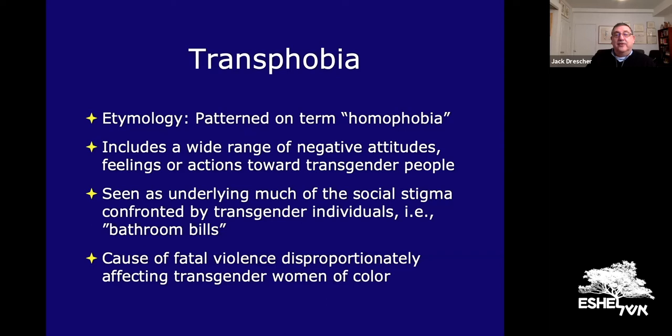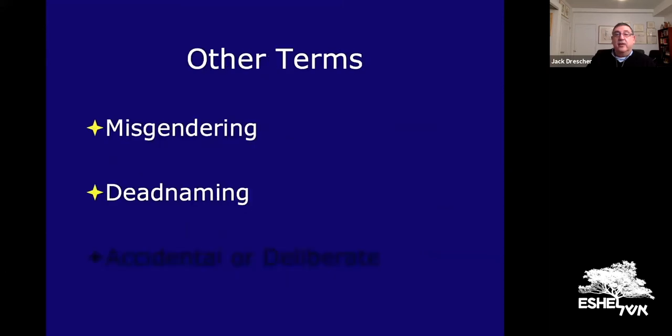The next slide. Transphobia is patterned on the word homophobia, which emerged in the 1970s, and includes a wide range of negative attitudes, feelings, or actions towards transgender people. It's also seen as underlying the social stigma confronted by transgender individuals, as in bathroom bills, which I'll discuss. And it is undoubtedly a cause of fatal violence that disproportionately affects transgender women of color.